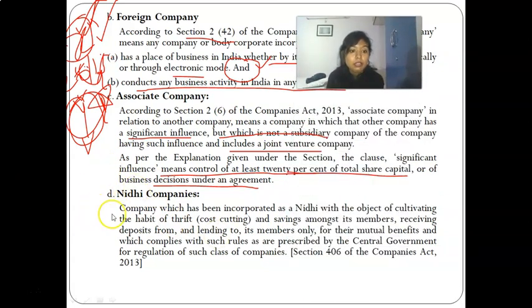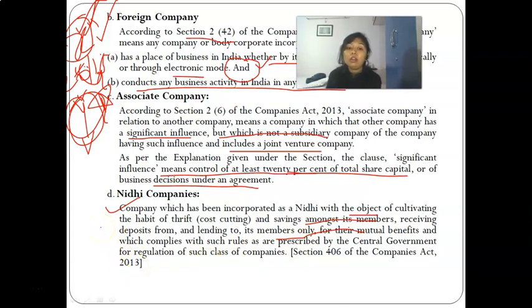Now, Nidhi company. Nidhi company means a company which is incorporated as a Nidhi, where the main object is they basically collect the savings from the members of that company, okay, they take deposits from those members and lend to those members amongst them who are in need of it, okay, and they may charge some interest for the mutual benefit.